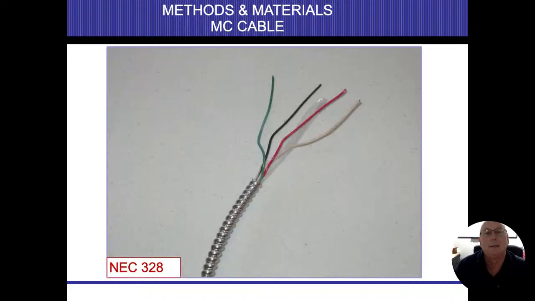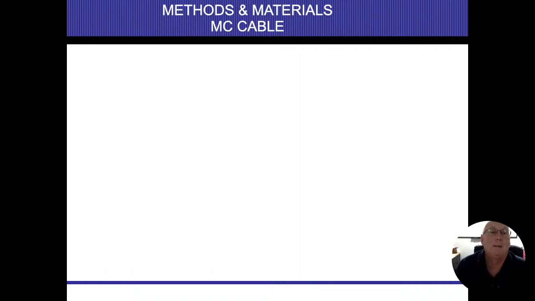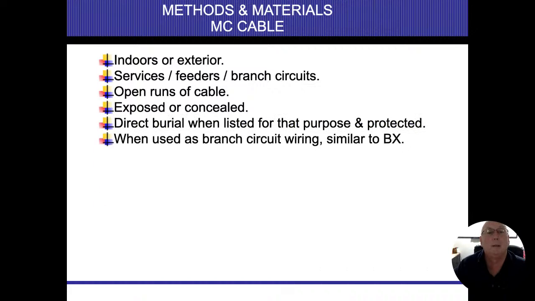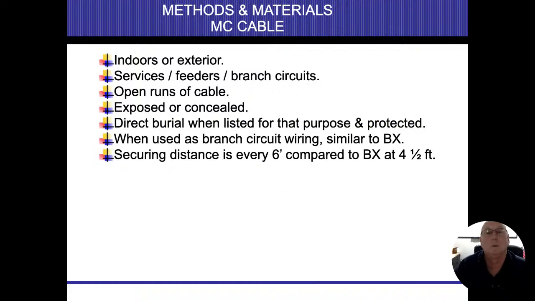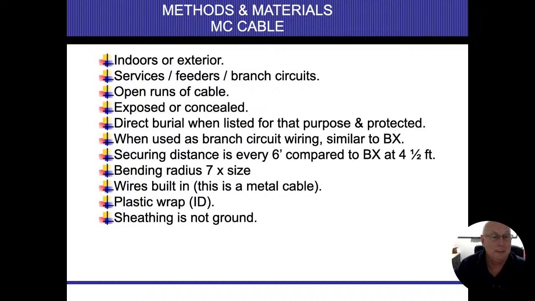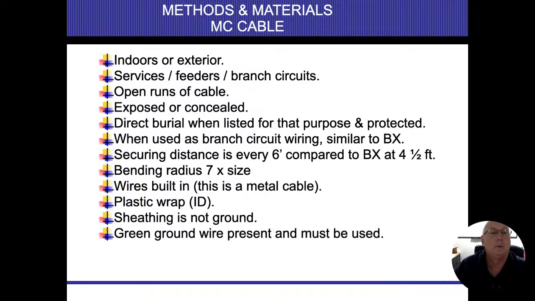MC cable is kind of the same thing as armor cable. Again, open and concealed, direct burial when protected, branch circuit and signal, similar to the BX or armor cable. Secured every 6 feet. Bending radius is 7 times. Wires are built into it. They do have a plastic wrap on it. Sheathing is not the ground on these. I don't know if you caught it or not, but there was a separate ground wire in there, and that would need to be attached to whatever boxes we have. The green ground wire is present and must be used.